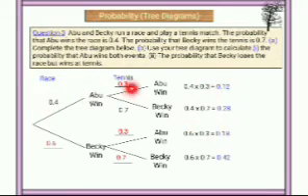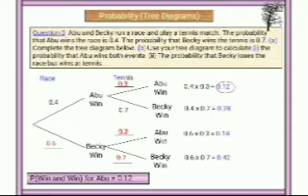Now we are asked to complete the outcomes. So 0.4 multiplied by 0.3 is equal to 0.12. 0.4 multiplied by 0.7 is equal to 0.28. 0.6 multiplied by 0.3 is equal to 0.18. Then 0.6 multiplied by 0.7 is equal to 0.42. Is that clear?